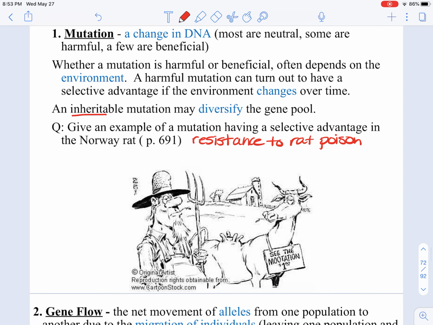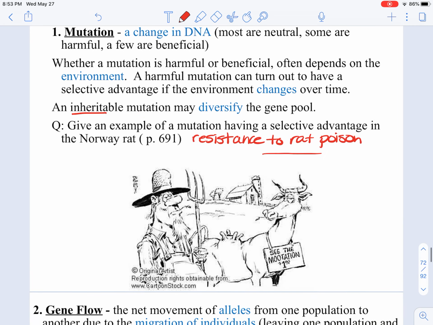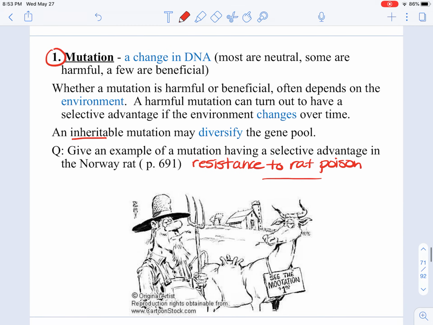So in this rat, the Norway rat, the advantage that it had, these examples I put in here, but they're all in your textbook, is one mutation was that it was resistant to rat poison. And of course that kept it alive. So that was passed on to future generations. So mutation is our first one.